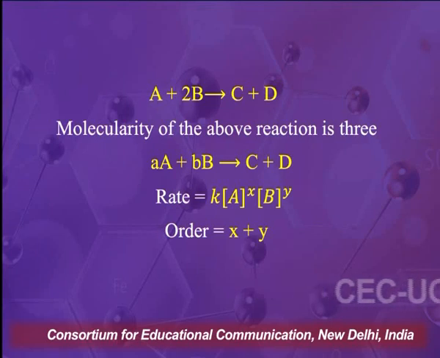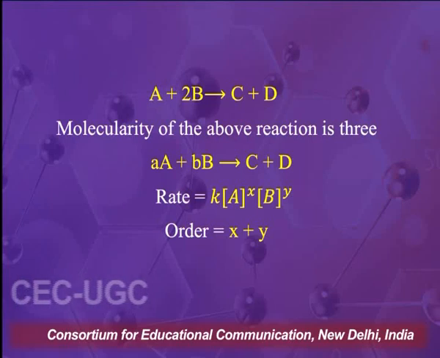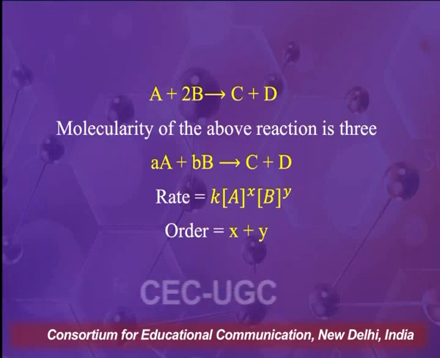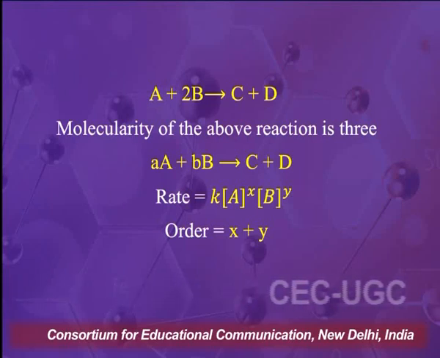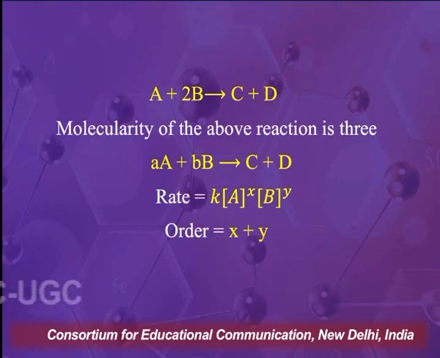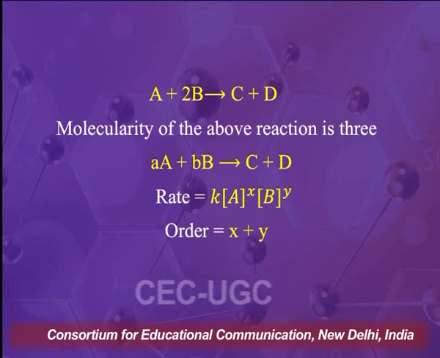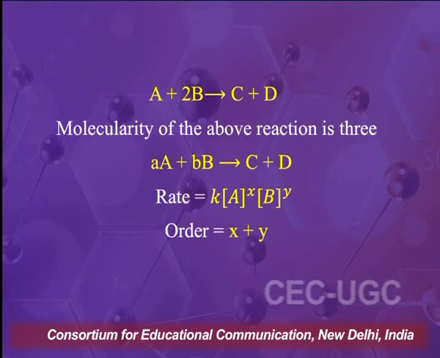But the order of this reaction cannot be predicted from the stoichiometry. Order can be determined experimentally. If we have A + B gives C + D, the rate for such a reaction will be equal to K [A]^x [B]^y, and the order will be equal to x + y.